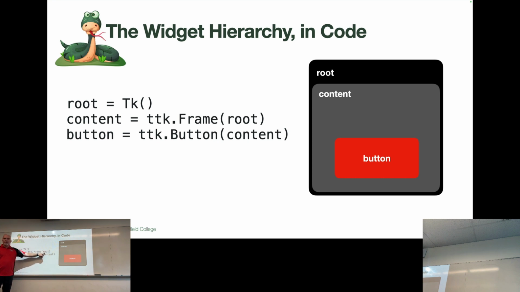and the first parameter you always give it is called master. Well, actually, that's not required. It will automatically default to root if you don't give it one, but I always recommend you always put the master in there. And what you're doing is you're giving it the object that it goes inside. So the frame goes inside the root, and then if I create a button, you can see that the master there is content. So that puts the button inside the content frame, which is inside the window. And that code will actually run.